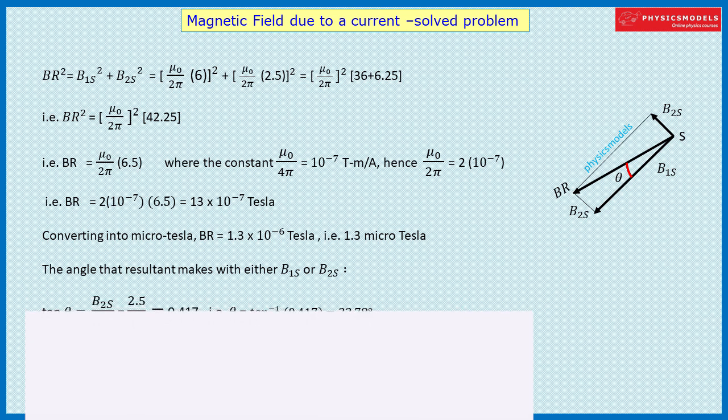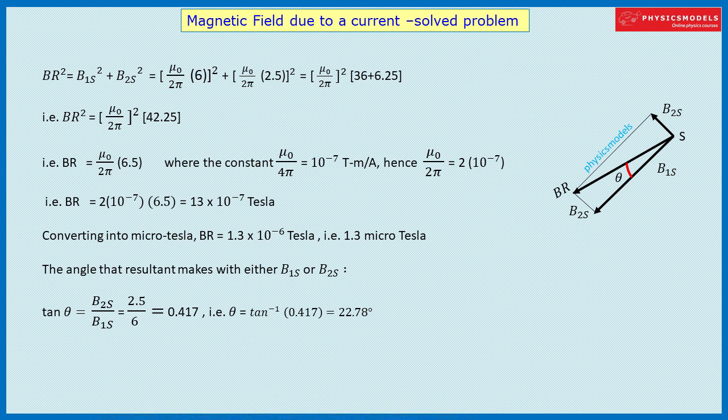So tan theta will be opposite side by adjacent side, that is B2S by B1S, and therefore theta comes out as 22.78 degrees, which looks very reasonable considering that B1S is much bigger than B2S. So this is just a quick visual cross check that we have got the right direction.